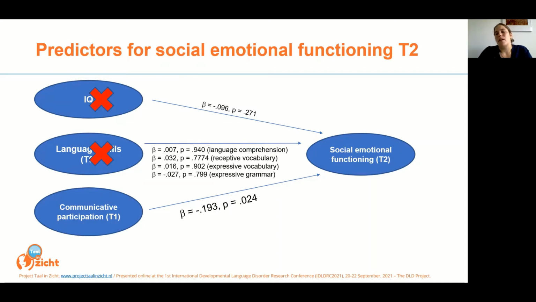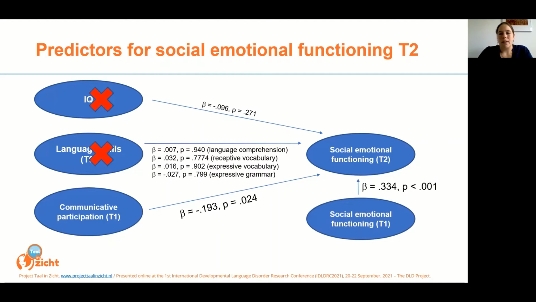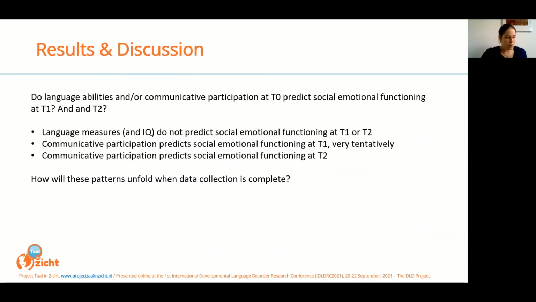Now, I'm hearing you think, hey, but what about social emotional functioning at T1? Yes, of course, that would be really interesting to include in this model as well, because you're measuring sort of the same construct. So that's what we did. We entered it into the model, and yes, indeed, social emotional functioning at T1 is a significant predictor for social emotional functioning at T2 as well. Taken together, this model predicts 19% of the variance in social emotional functioning at T2. And the largest portion that is explained by this model is due to the fact that we entered social emotional functioning at T1 into this model. Alrighty.